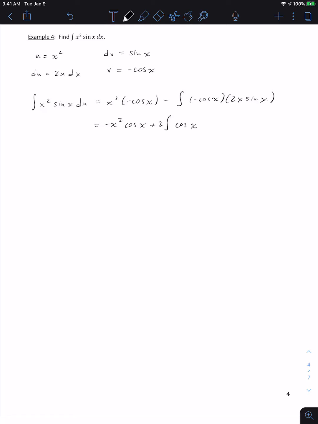x cosine x dx. Let me try that again. There's an x in there. So let's rewrite this as the integral of x cosine of x dx. I don't know why I put sine x there. It should be just dx.